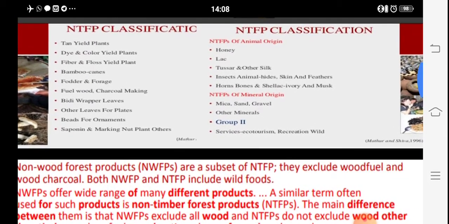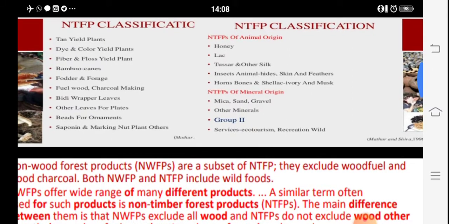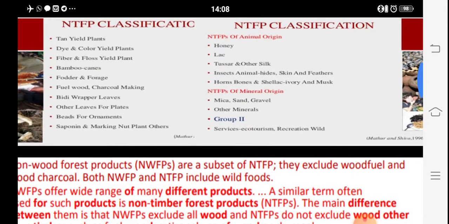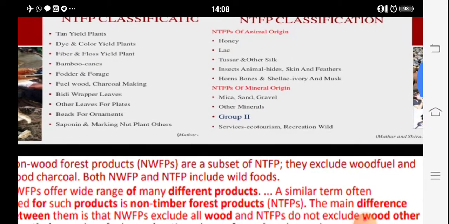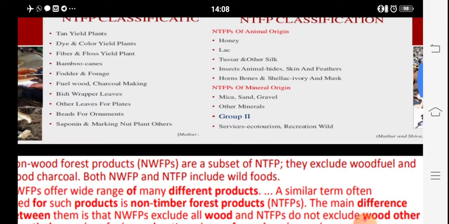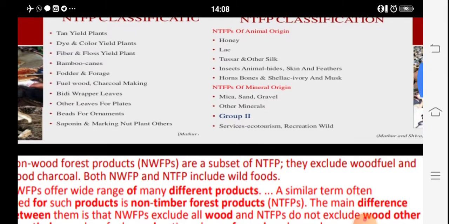So other animal products are there. We are interested in plants, but honey, lac, tussar and other silk, insects, animals, then horns, bones, shells, ivory, and musk. Then some seashore products like mica, sand, gravel, and other minerals are there, and different characters are there.